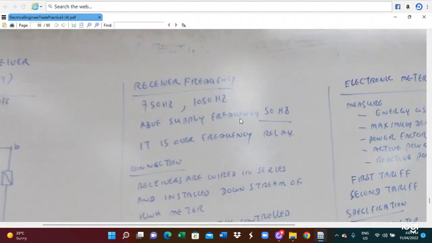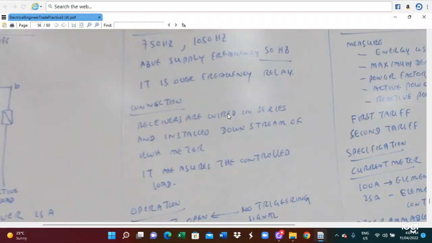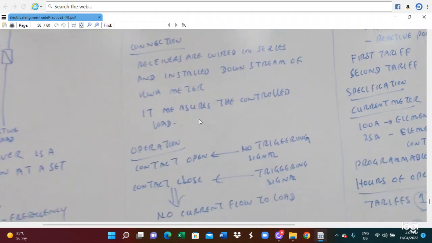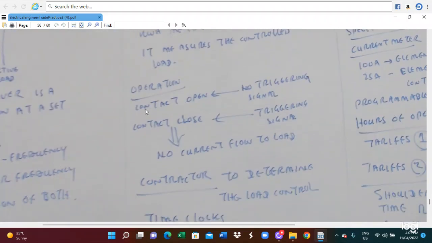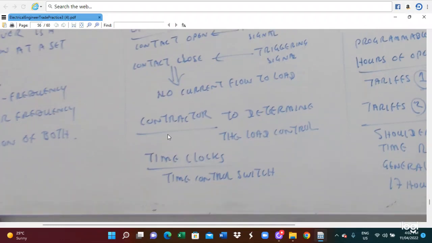The receiver requirement is 750 Hz to 1050 Hz. The supply frequency is 50 Hz, and an over-frequency relay is operated. The connections and receiver are wired in series and installed downstream of the kilowatt hour meter, to measure the control load. The operation is that the contact is open when no triggering signal is received. When the trigger signal is received, the control contact will be closed so that no current flows to the load. The contactors determine the load control, and the time clock is a control switch.